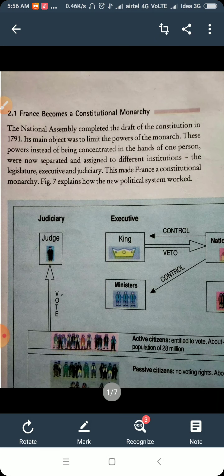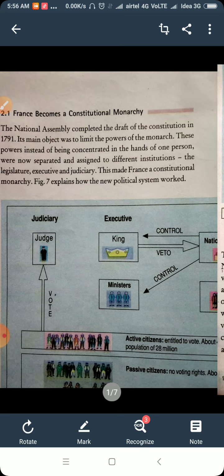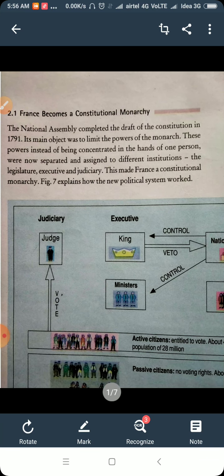So this particular picture, this chart, is given here. You can understand by this: first judiciary, second executive, then the National Assembly. In the book you can see easily, and the people who could vote, active citizens and passive citizens, the details are given in the paragraph below. So the ministers, the executives, all these particular structures have been developed.